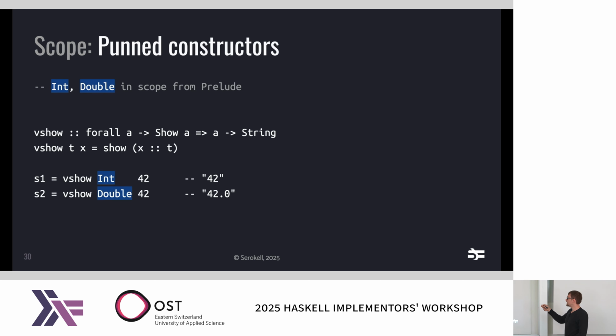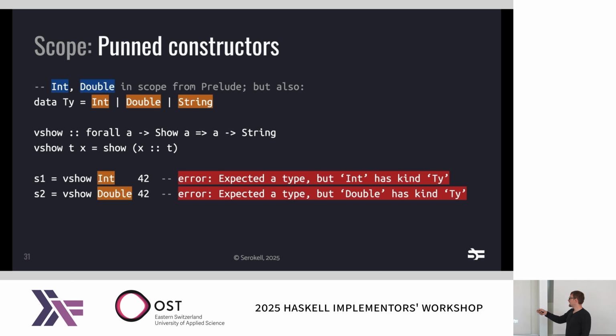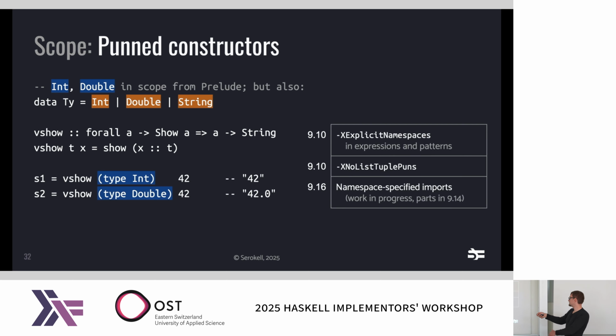Then we have punned constructors. So this code works. Now we introduce a data type which uses the same names. It suddenly doesn't work because those names override the names that we actually wanted. And we have to use this, it's a new thing for explicit namespaces. We can tell GHC, no, actually we do mean the type at the use site.